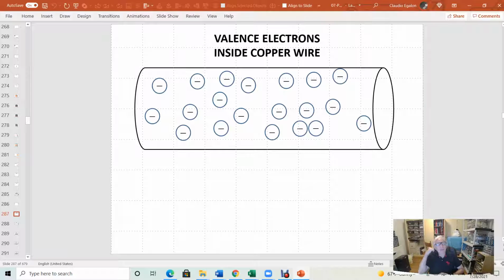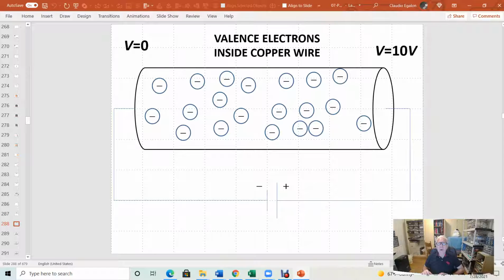I have the valence electrons inside the copper wire. We also have protons. I'm not picturing the protons here. The net charge of this wire is 0. We have electrons and protons there. And right now, those electrons are just moving in a random fashion, back and forth. They don't go anywhere. They're just oscillating in the horizontal, oscillating in the vertical, and so on.